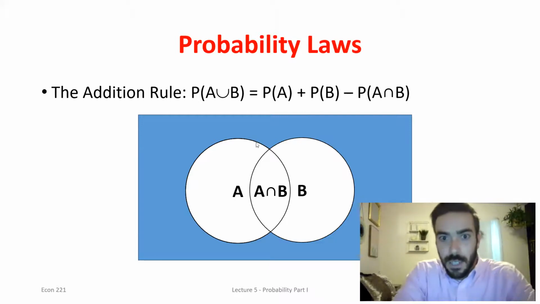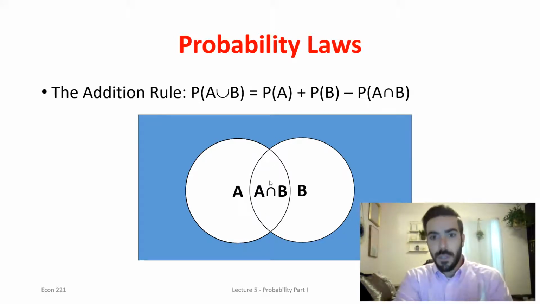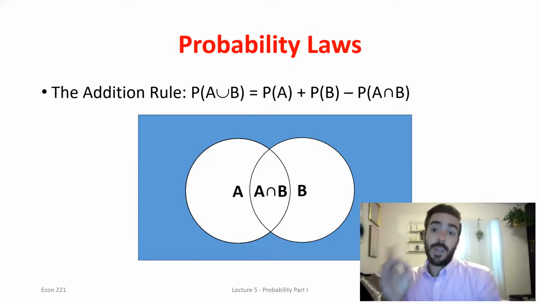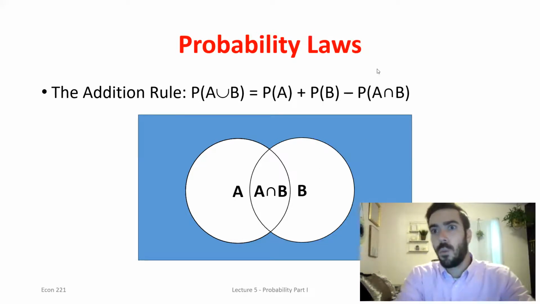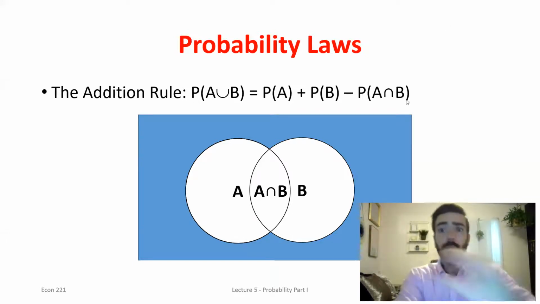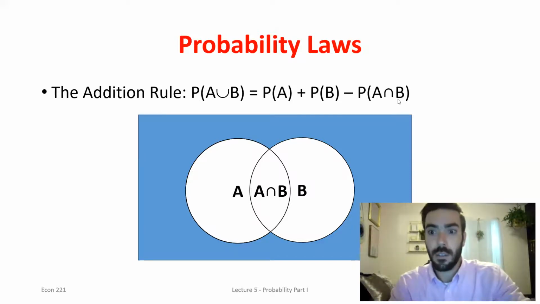So if we take everything that's in event A, this circle, and we add it to everything in event B, this circle, what we've done is we've double counted what's in both of them. We can just add them together, but whatever we double counted, we have to subtract out once. This upside down U means the intersection of two events.